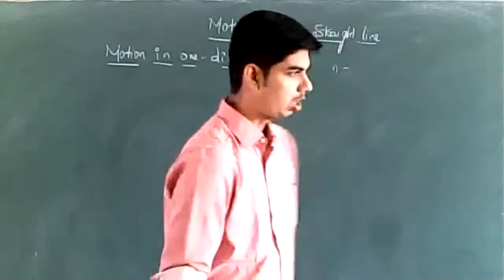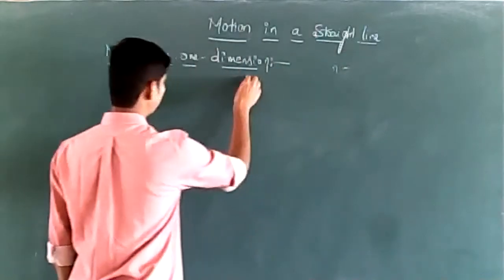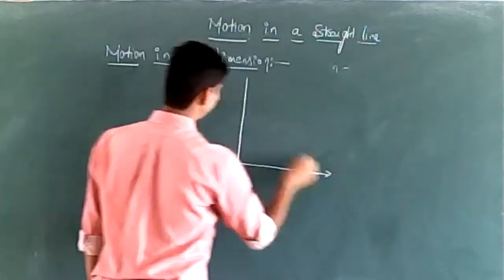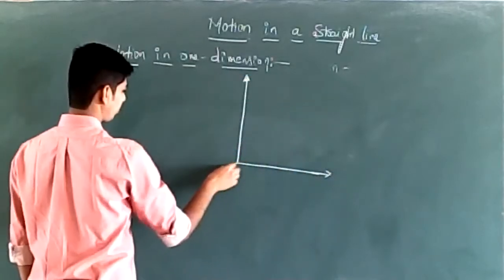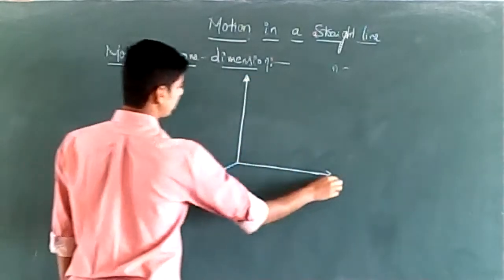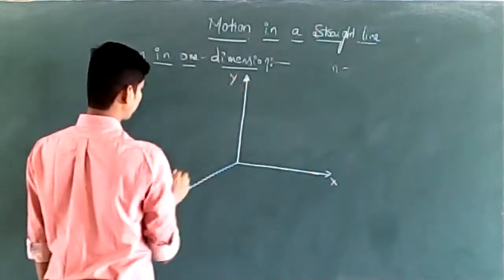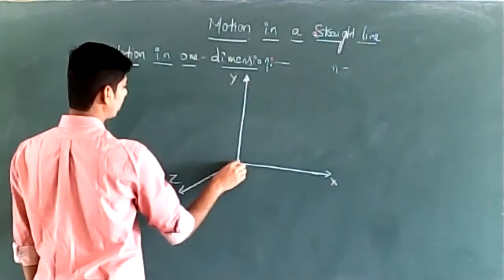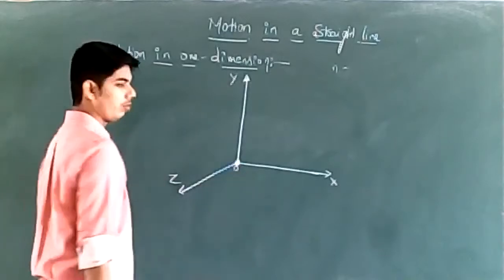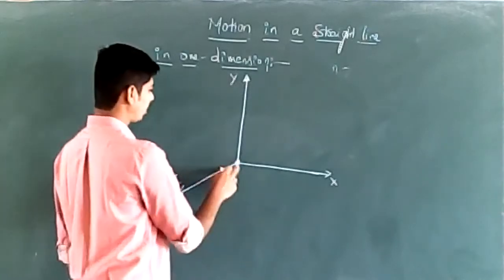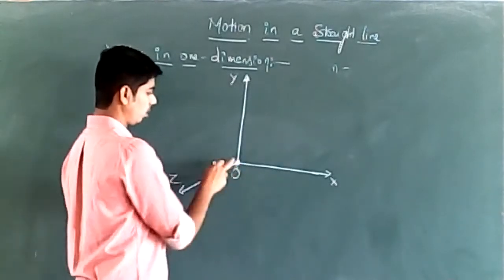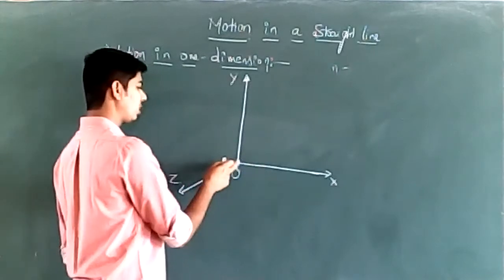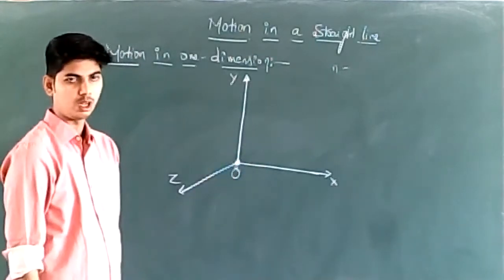We'll just try to understand what it means. Suppose this is a Cartesian coordinate system. This is the x-axis, this is the y-axis, and this is the z-axis. We'll describe the position of the particle at any instant of time with respect to this fixed point called the origin. We'll describe the motion of an object, or the position of an object, with respect to this fixed location, the origin.